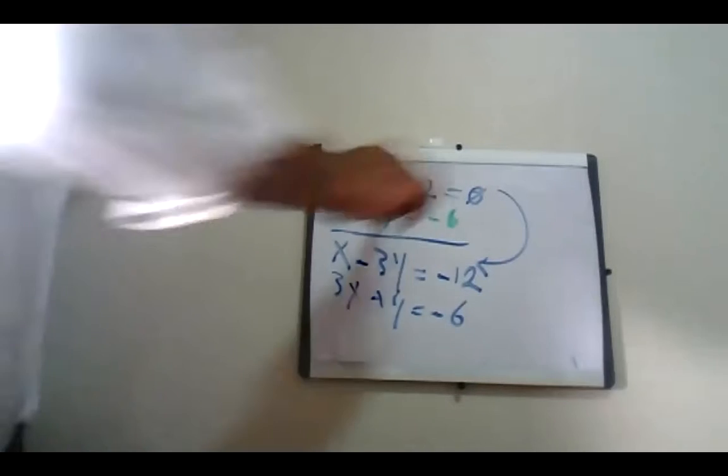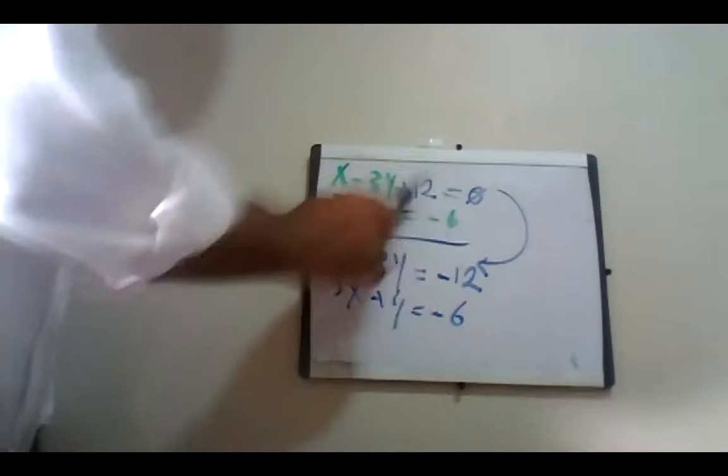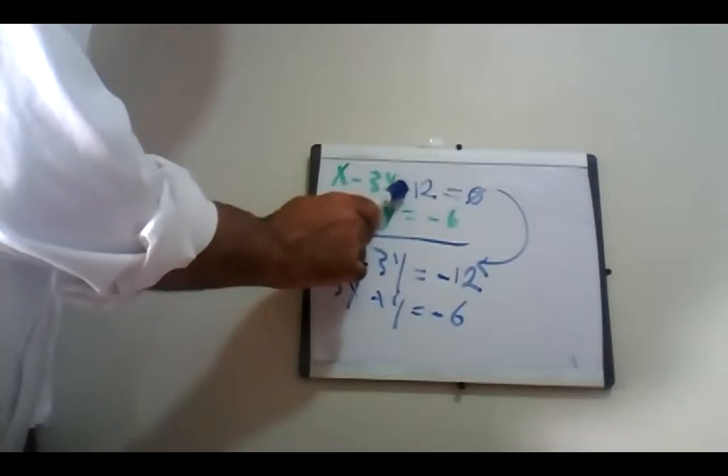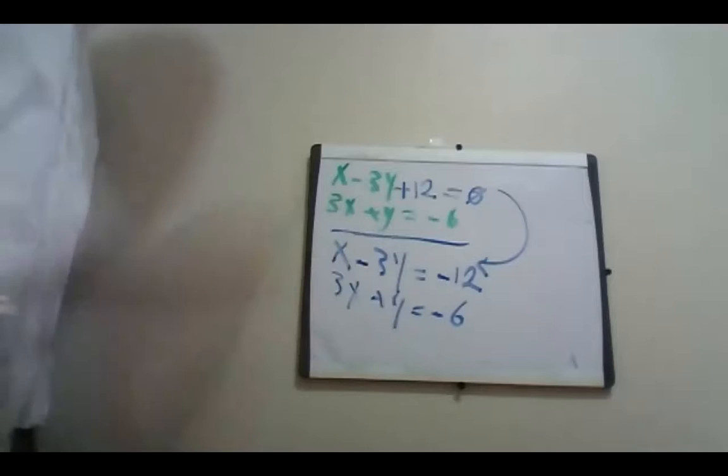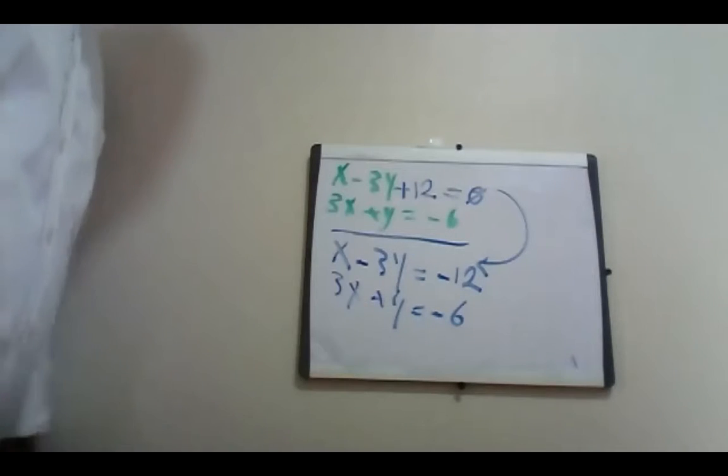Okay, you have to pass the equation mark. Of course, when you pass, you have to change the sign from positive into negative, like you see here. The second one is the same, nothing changed in the second one.